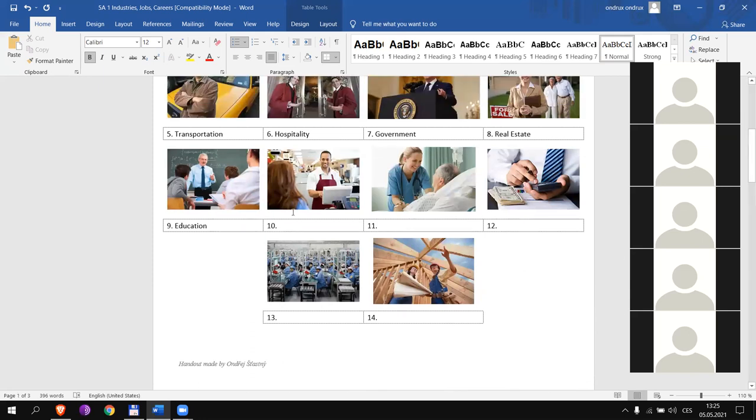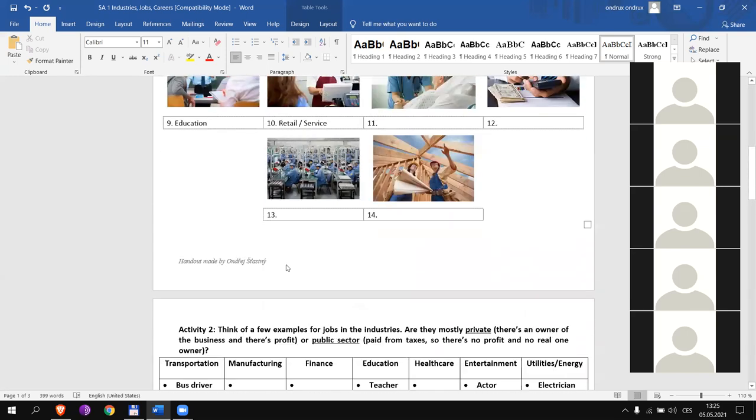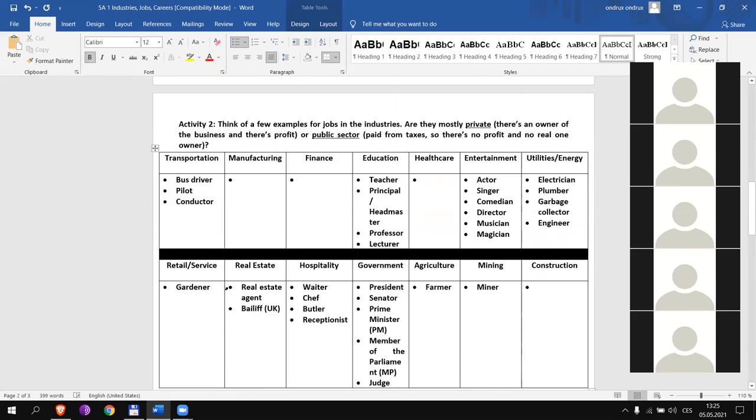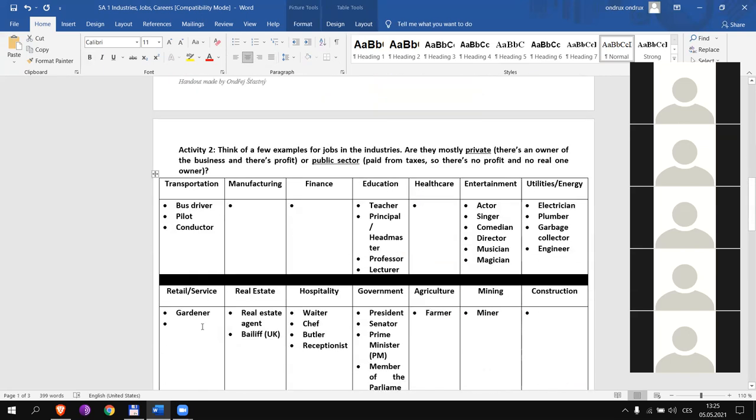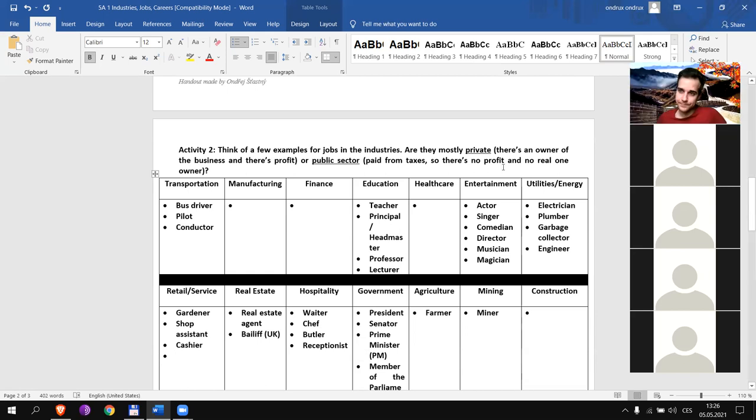Let's try number 10. Honza, M, what about number 10? Retail/service. Mm-hmm. Excellent. And can you think of some other services? One is in the picture here. So shop assistant. There we go. If they are in a supermarket, you can call them cashier as well. Is there any other job in services? There are many different kinds of jobs, right?